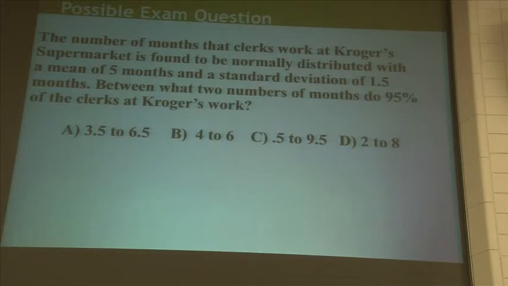Between what two numbers of months do 95% of the clerks work? So, when you set up a picture, put your mean down the middle, set up your standard deviations. You're going 1.5 in each direction, right? And then we want to know where 95% is. Okay? So that's 2 sigma away. Look at your corresponding values for 2 sigma when you work that out.